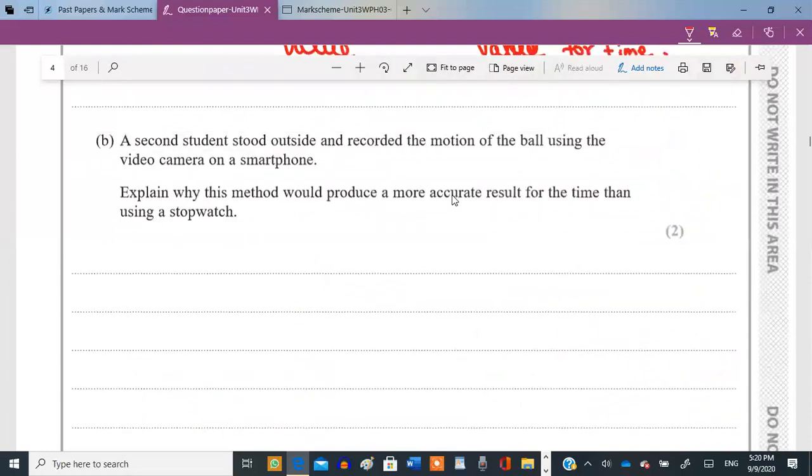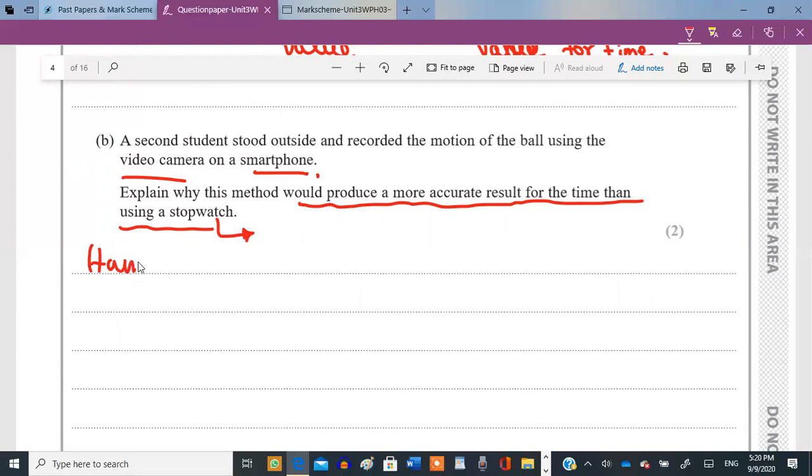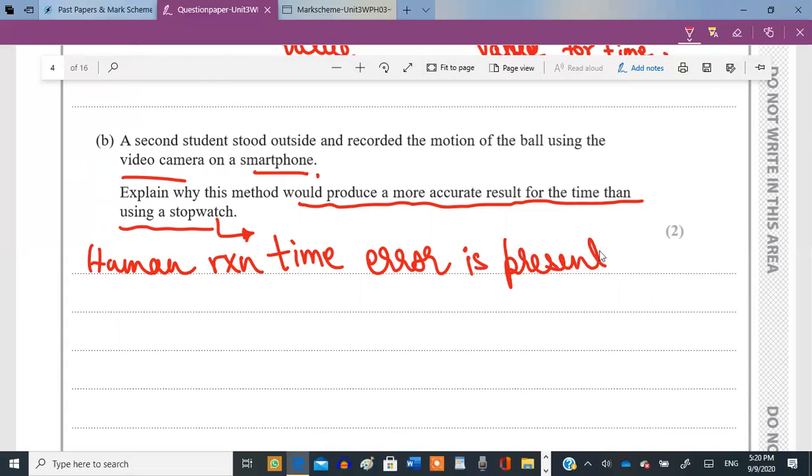Okay, now a second student stood outside and recorded the motion of the ball using the video camera on a smartphone. Explain why this method would produce an even more accurate result for the time than using a stopwatch. What did I tell you? What error is associated with the stopwatch? Human reaction time error is present with the stopwatch.